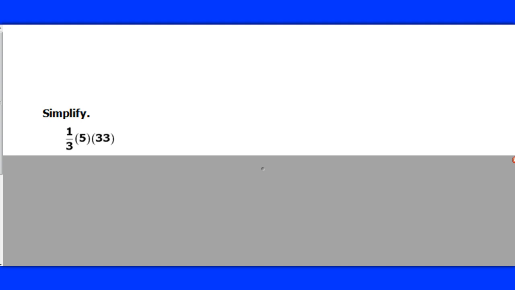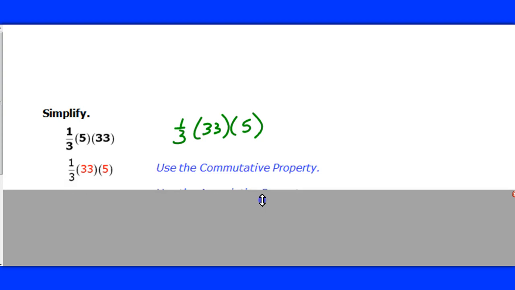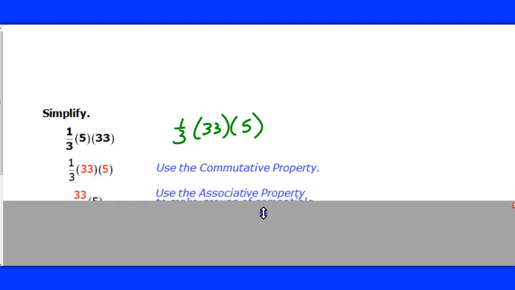So here's some examples. We use these almost without thinking. When I have three numbers multiplied together, I can pick any two of those numbers, multiply them together first, take that product times the third number. So the easiest way to do this would be to rewrite this 1/3 times 33 times 5. Okay? So we can rewrite this using the commutative property.